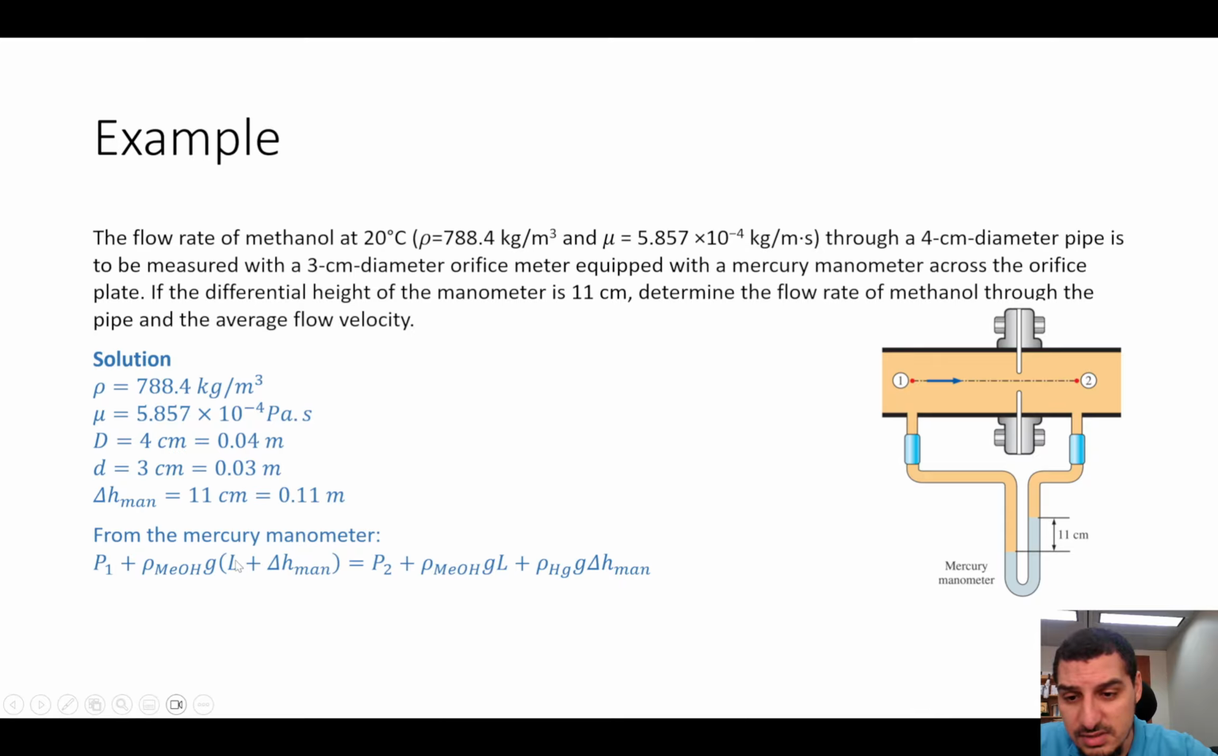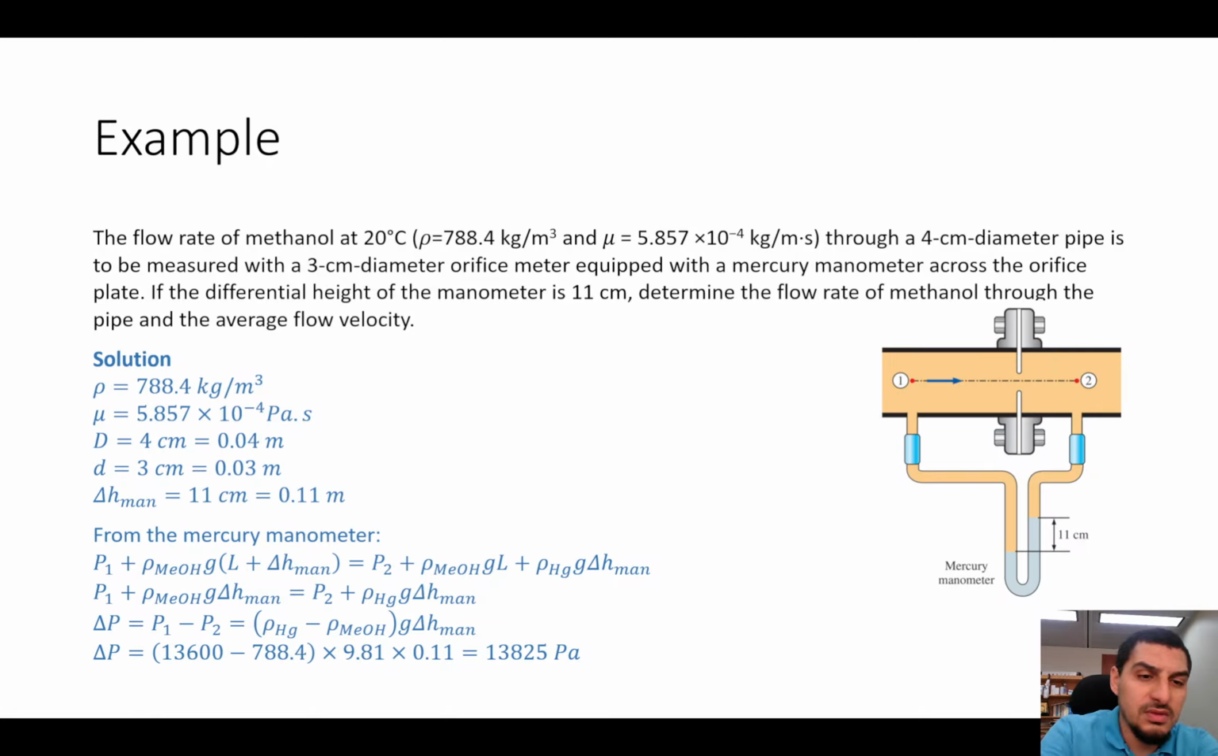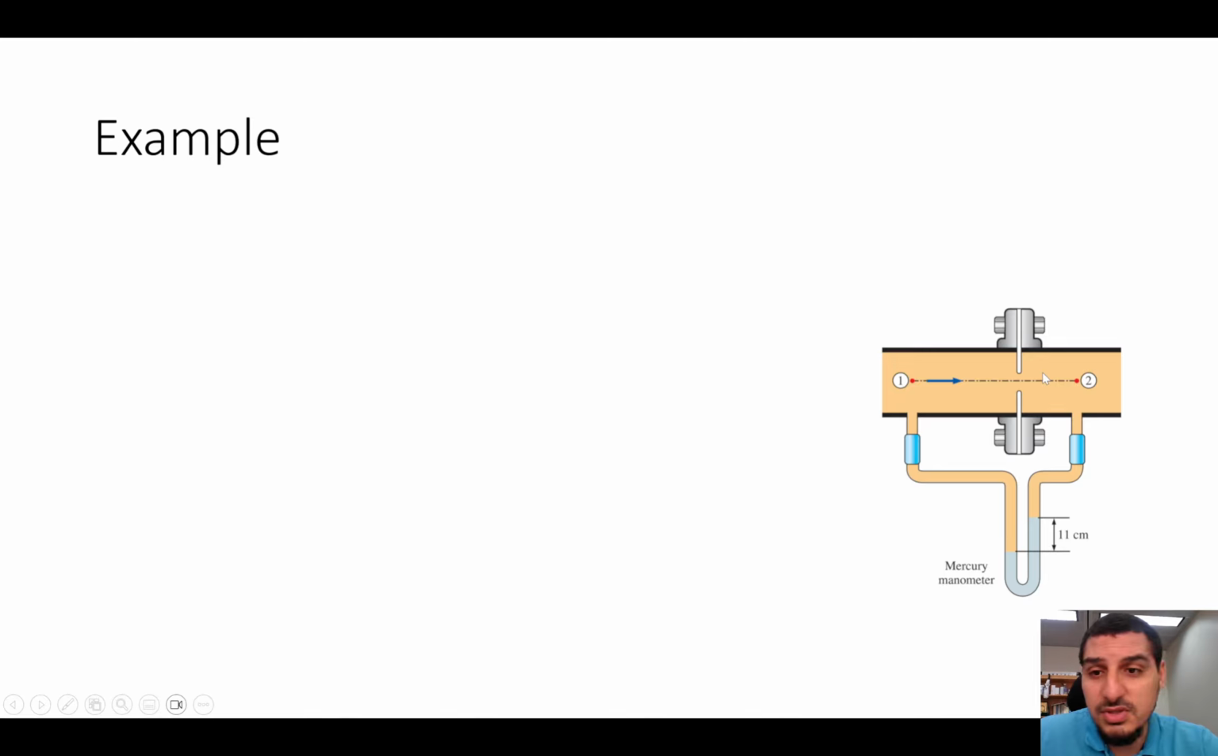The L terms are the same, so they cancel out, and from this we can find delta P, which is rho mercury minus rho methanol times g times delta H manometer. By substitution we find the pressure drop to be 13,825 Pascal. This is fluid statics, so it has nothing to do with the flow meter calculations itself, but from this we were able to find P1 minus P2, which is an important piece of information.